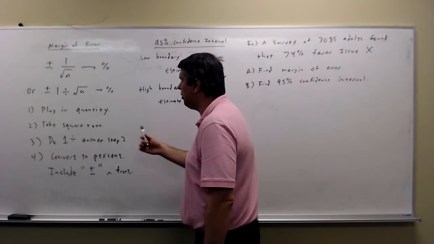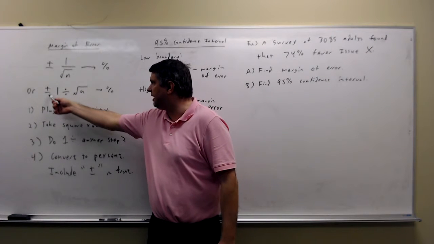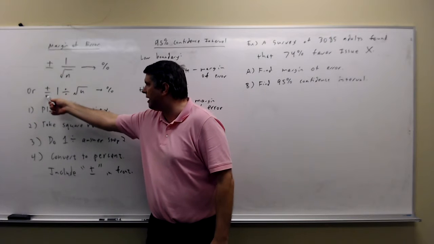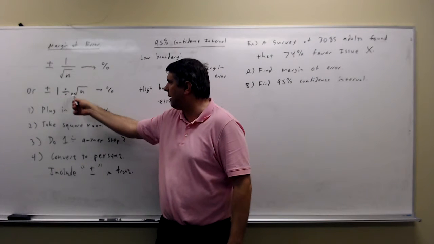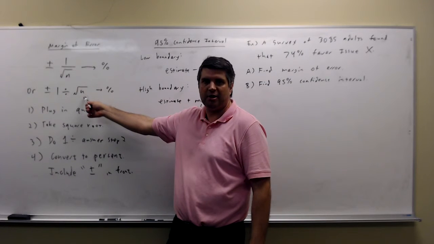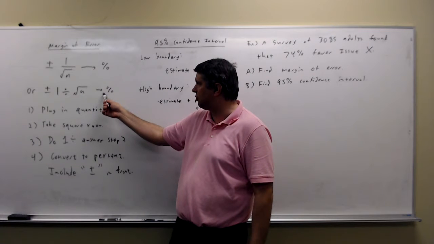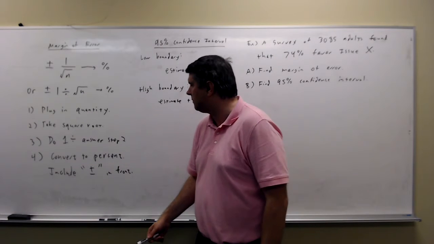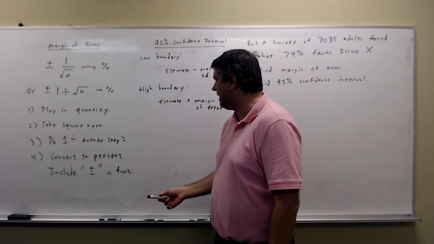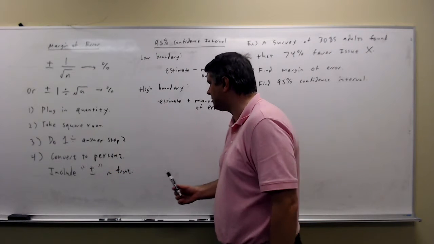I'll talk about this example momentarily. Normally I could also teach it this way: positive or negative 1 divided by the square root of your sample size. Always convert your decimal to a percent. Okay? And then when you're done, include a plus minus in front.